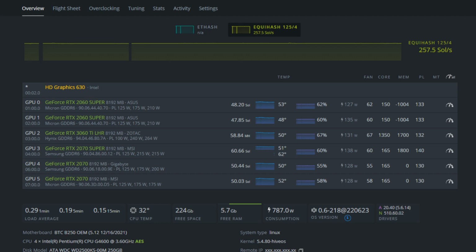Hello, in this video I want to quickly share with you guys what overclock settings I am using to mine Flux on my RTX 2060, my RTX 2070, and 2070 Super GPUs. So without further ado, also, quick note, we are using the MiniZ Miner.